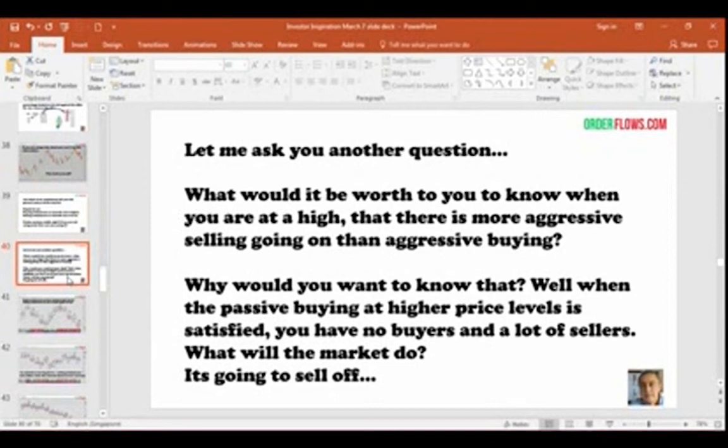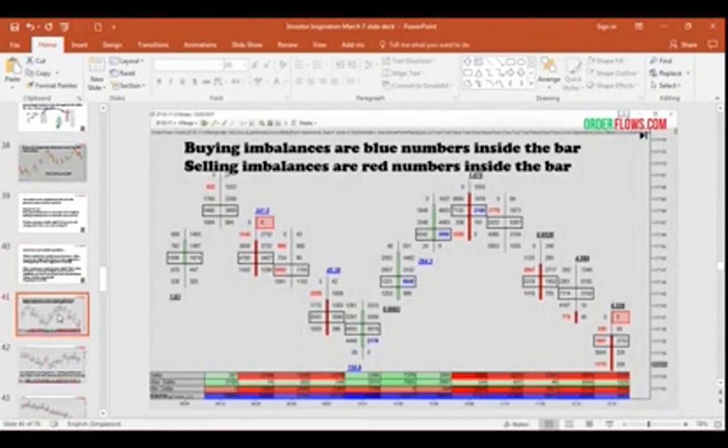When the passive buying at higher price level is satisfied, you have no more buyers, and also you got a lot of sellers. What's the market going to do? It's going to sell off. That's not rocket science. People tend to think that the more complicated they make trading, the better they'll be. But all they do is end up shooting themselves in the foot.